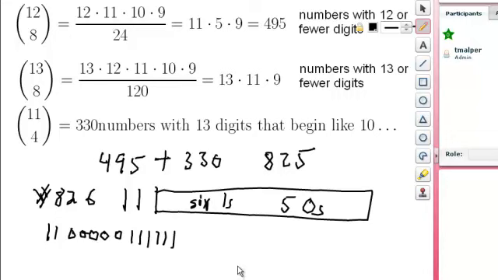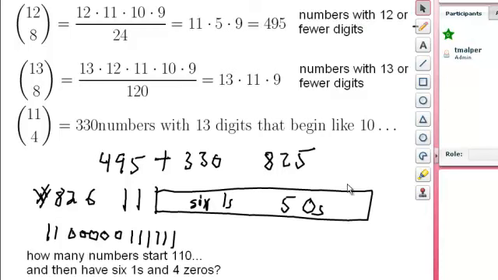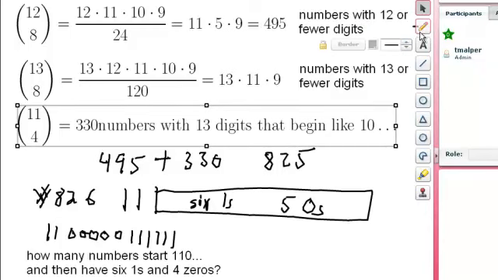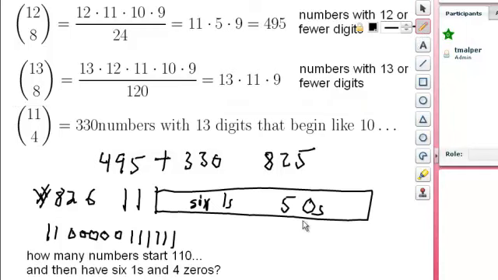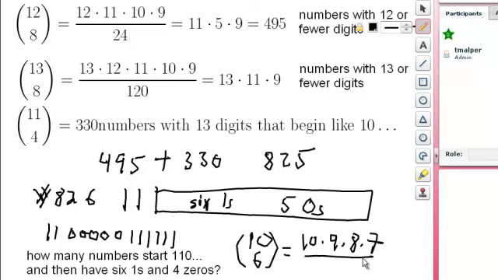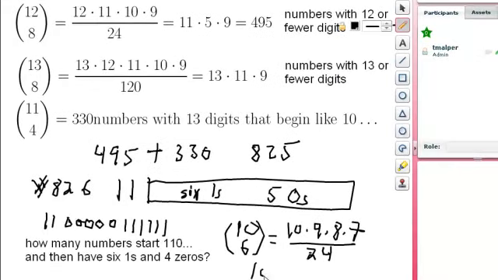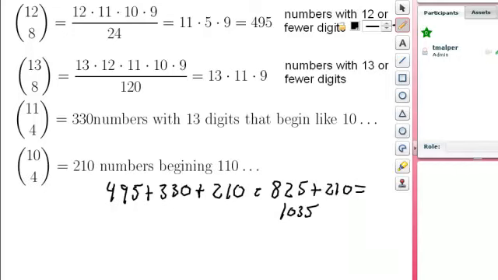Maybe the number now starts 1 1 0, or does it start 1 1 1? So the natural question is, if you start with 1 1 0, you've got 10 digits left. 6 of them are 1s and 4 of them are zeros. How many different numbers are there like that? 10 choose 6 or 10 choose 4. Either way, that's 10 times 9 times 8 times 7, all divided by 24. Well, again, the 8 cancels in a 3, so it's 10 times 3 times 7, which is 210. Ooh, I think we actually went a little bit over.